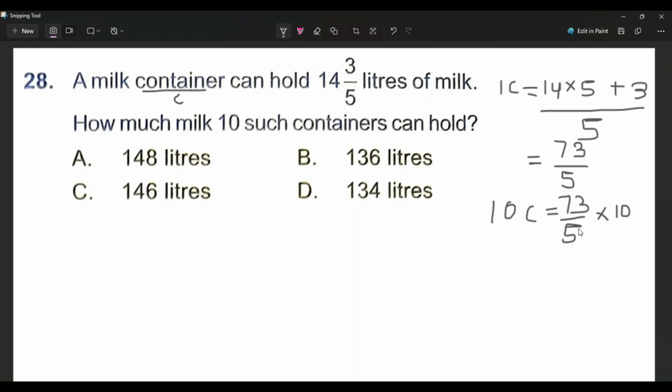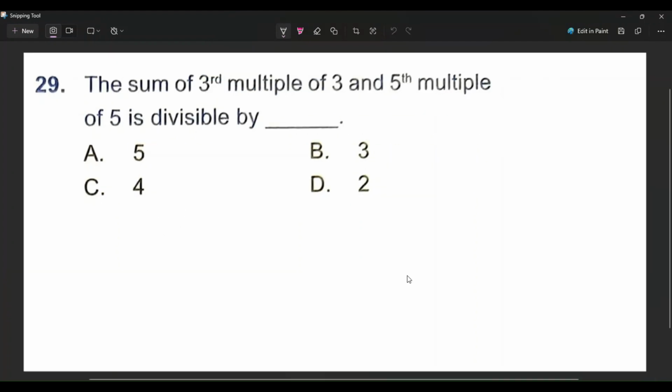5 ones are 5, 2 fives are 10, so 73 by 5 into 10 is 73 into 2, 3 2s are 6, 2 7s are 14. So 146 liters can be held in 10 such containers, children. So 146 is our answer, children. So option A 148 liters wrong, option B 136 liters wrong, option C 146 liters is our right answer, children.